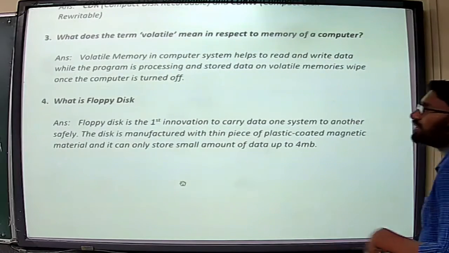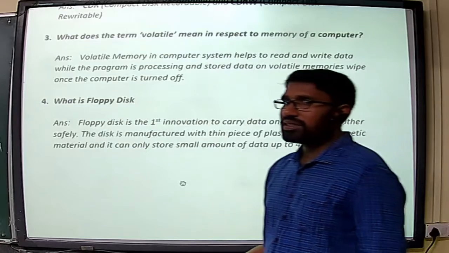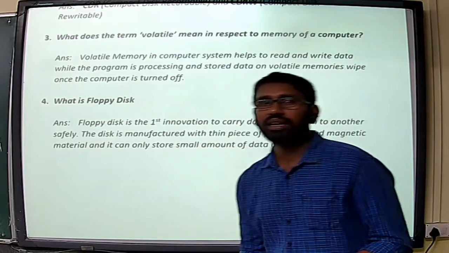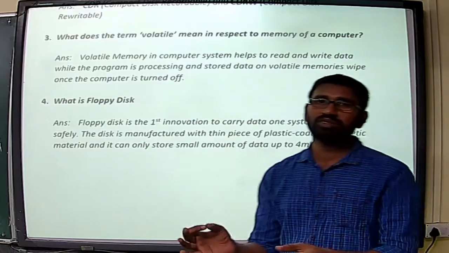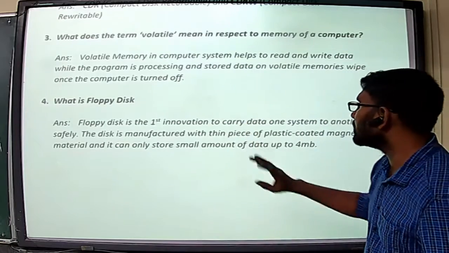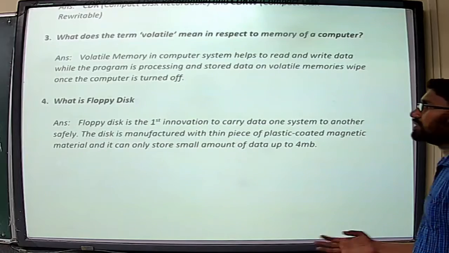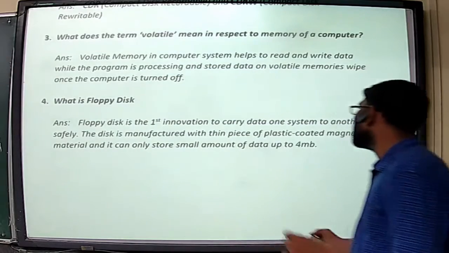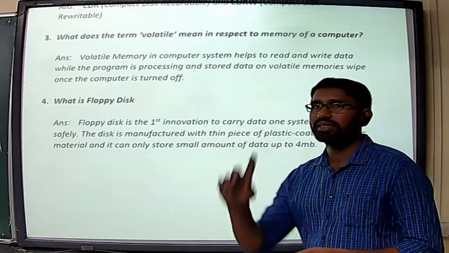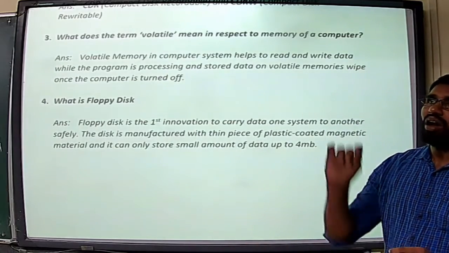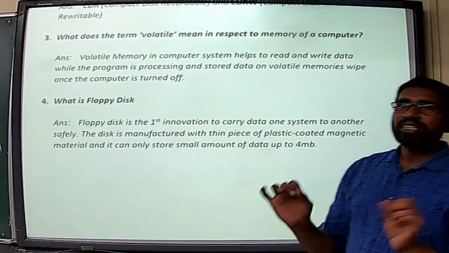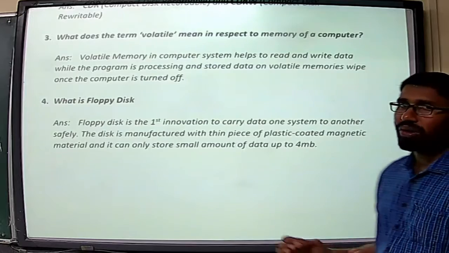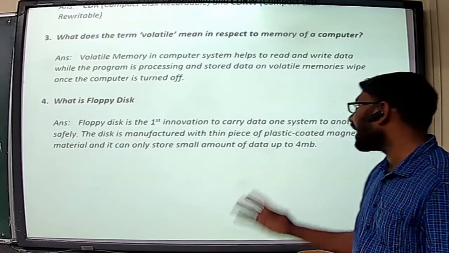What is a floppy disk? Well, the floppy disk was an innovation. In olden days, we could not transfer any file or data without the help of a floppy disk. It was the only solution, and it was the first innovation to carry data from one system to another safely. The disk is manufactured from a piece of plastic coated with magnetic material. It's a circular material, and the data is written on the plastic-coated magnetic surface. Is it? It only stores a small amount of data, maximum 4 MB.